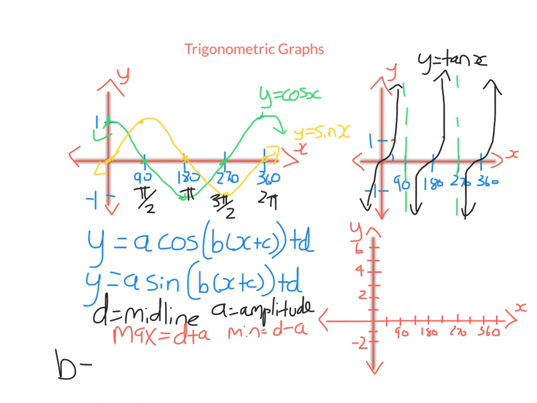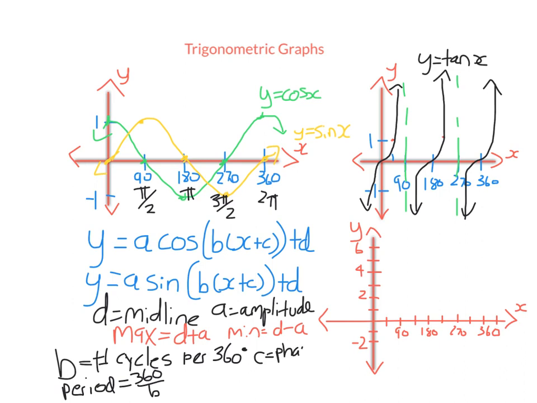So B is actually, if you change this value here, the number of cycles per 360 degrees. So if I were to change B to 2, then there would be 2 cycles per 360 degrees. So the period, which I said is the distance between maximums, is equal to 360 divided by whatever B is. The last one I haven't gone through yet is C, which is the phase shift. That shifts things left and right.